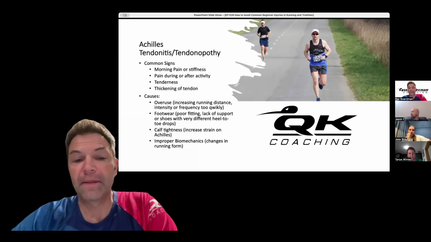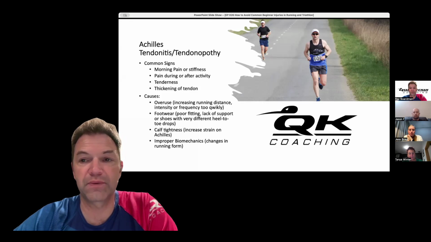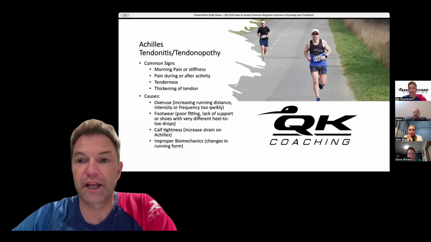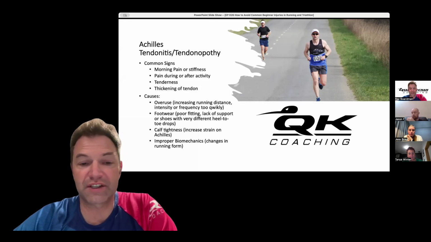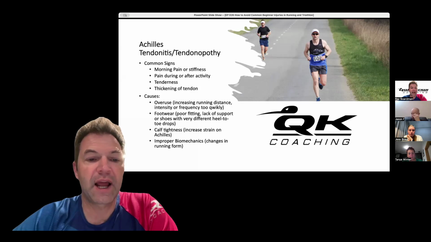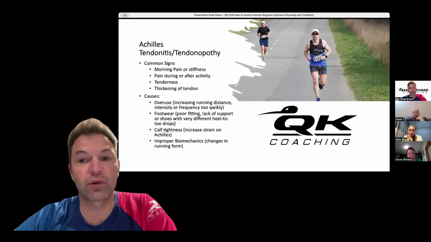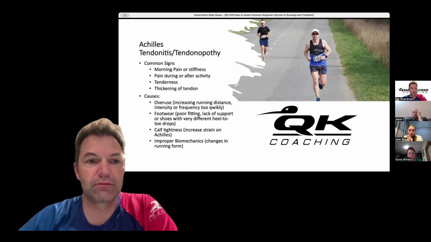Once again, footwear, the poor fitting, lack of support, or shoes with a very different heel to toe drops. So if you're used to running in a shoe that's got a moderate heel to toe drop of say 12 mils, and then you change to something with a zero drop, you're going to get some issues almost guaranteed. If your calf muscles are too tight, that's going to increase the strain on your Achilles. And once again, improper biomechanics or trying to change from your natural running form are all likely contributors to Achilles issues.